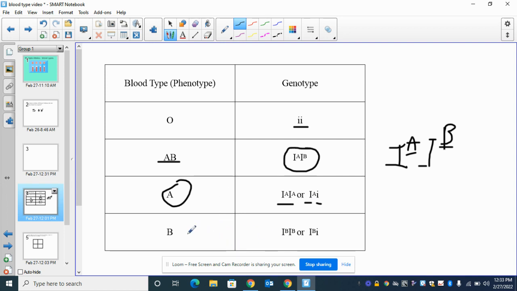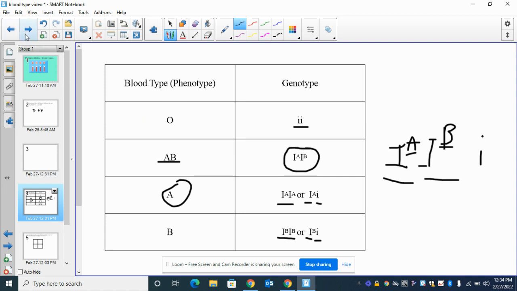Same with B. If you're blood type B, you could be homozygous for the alleles for blood type B, or you could have one B allele, which is dominant, and one O allele, which is recessive. The B blood type would show up because B is dominant to O. So if you look at it here, we have three different alleles: an allele for A, an allele for B, and an allele for O. The A allele and B allele are codominant. Remember, co-show. And the allele O is recessive, which is why it's written lowercase.